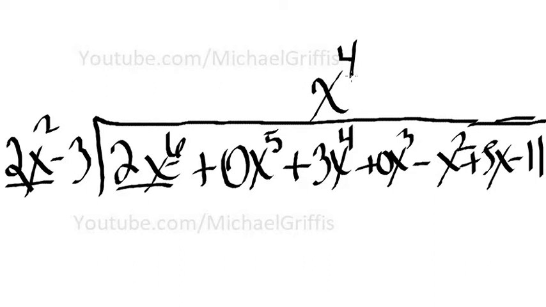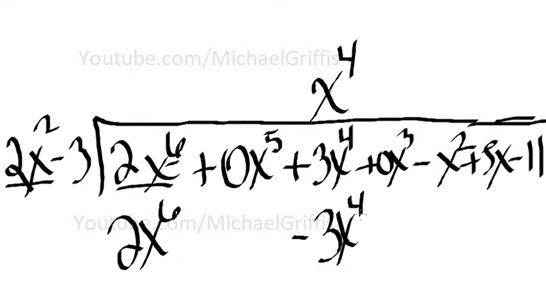Then we go back, multiply. So x to the 4th times 2x squared gives us 2x to the 6th, right? And then we're going to have negative 3 times x to the 4th is negative 3x to the 4th. We're going to write that right here. Okay, this is just a 0 here.